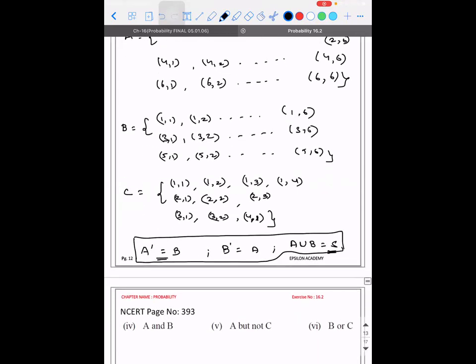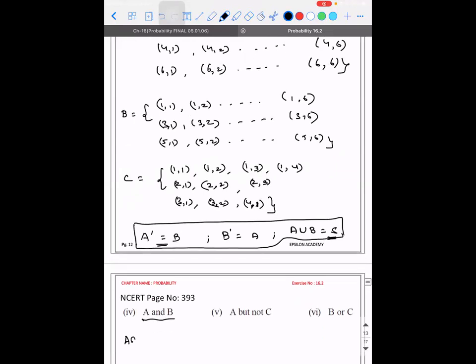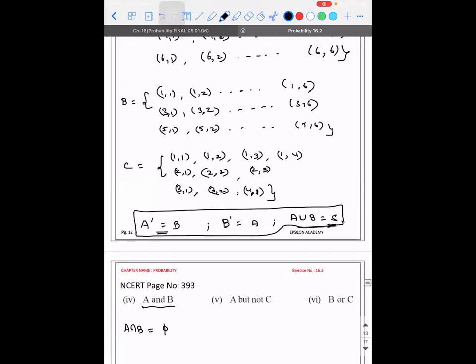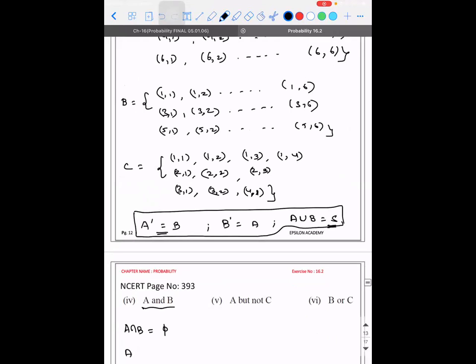Shall I move on? There are some more questions. A and B: A intersection B is obviously a null set because A has all even numbers on the first die and B has all odd numbers. So it's a null set. Next is A but not C. A intersection C dash is how much?